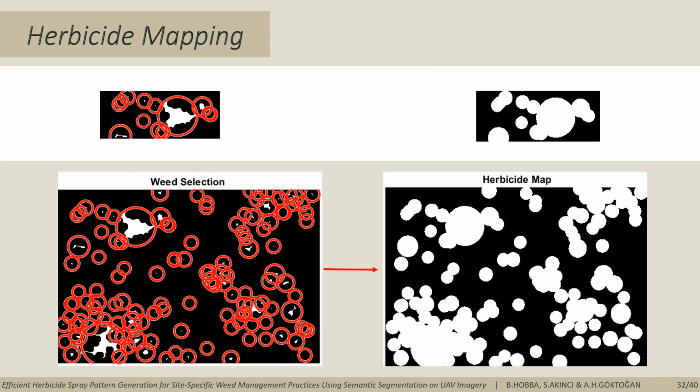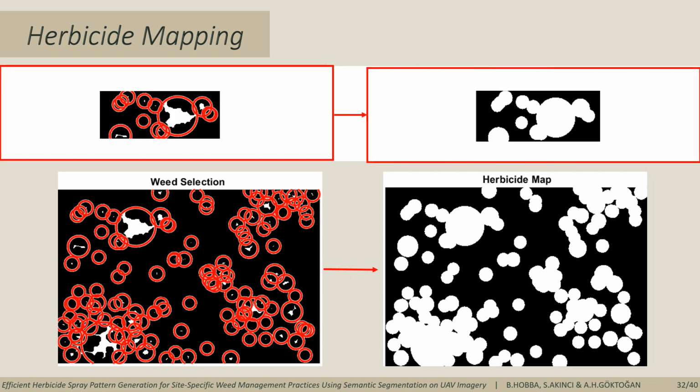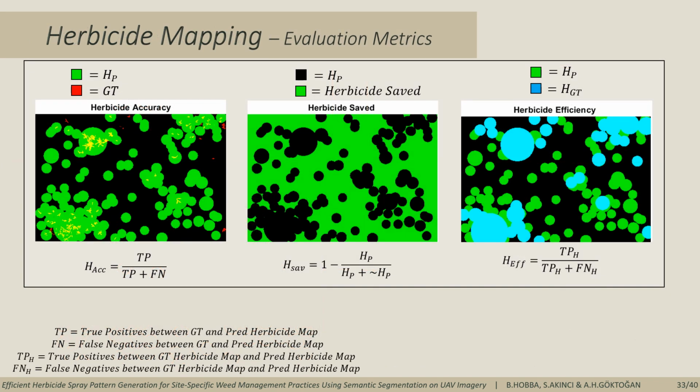These circle regions are then converted into herbicide maps, which indicate the location of potential weeds. Herbicide accuracy corresponds to how many weeds are detected within the herbicide map. The herbicide saved in each image is represented by all the area that is not within the herbicide map. The herbicide efficiency compares the herbicide map generated from a ground truth.